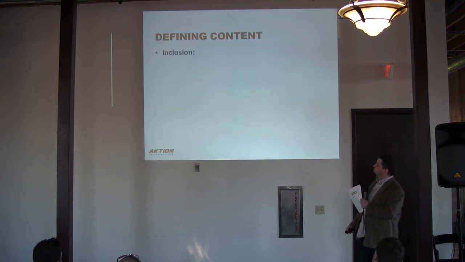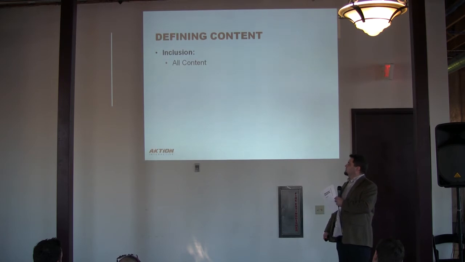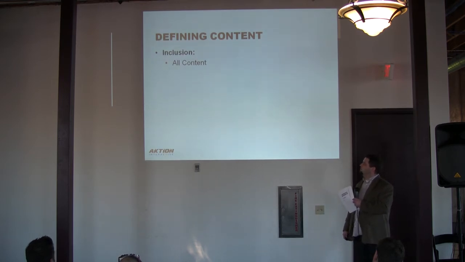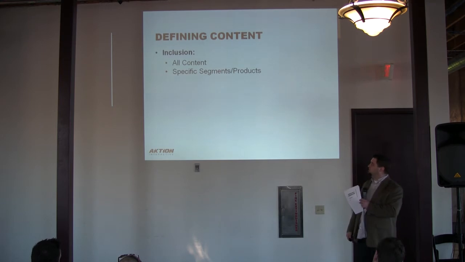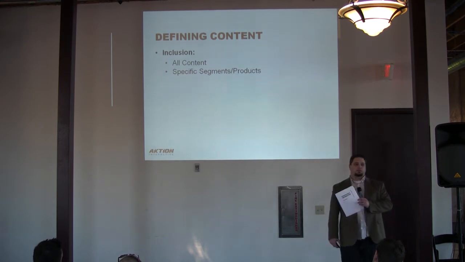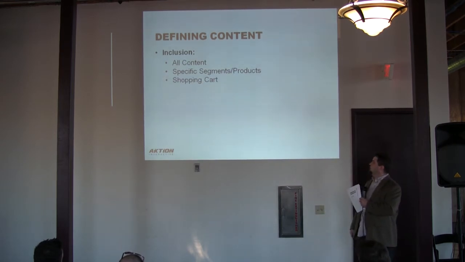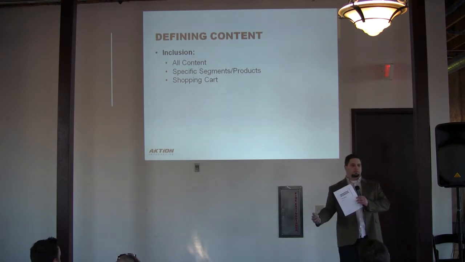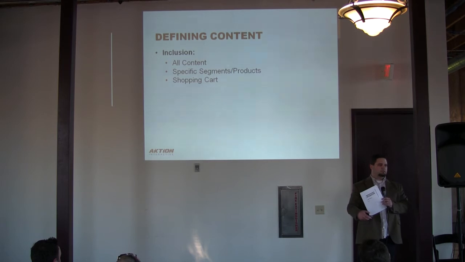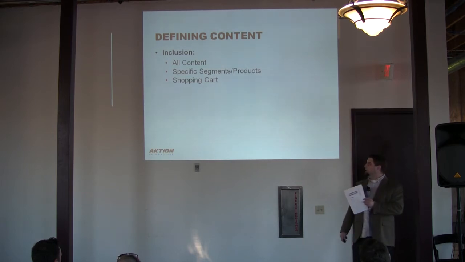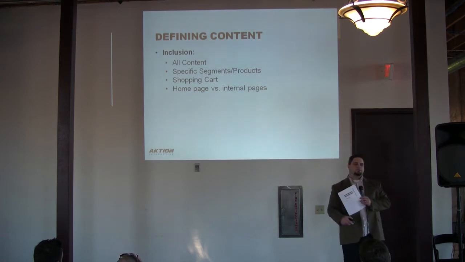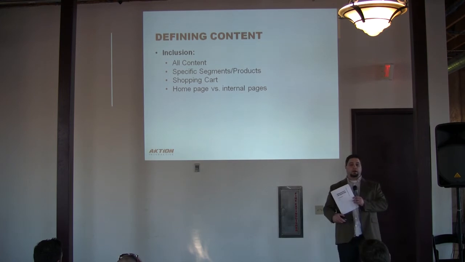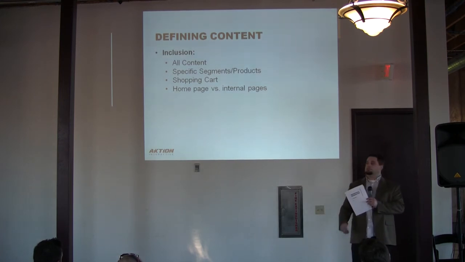So each one of those, breaking them down a little bit further. When we talk about what kind of content you want to be including, do you want to do all content? Do you want to do specific content or specific segments of your site? You may have different product categories that you want to set up different campaigns for. You may want to do retargeting just based on your shopping cart. So people who have put something into the shopping cart and then not completed the action, show them a different type of ad, try and get them to come back and convert. Homepage versus internal pages. If somebody just visits your homepage and bails, they're not that engaged, so you might either not want to retarget those people, or you may use a different message for them.